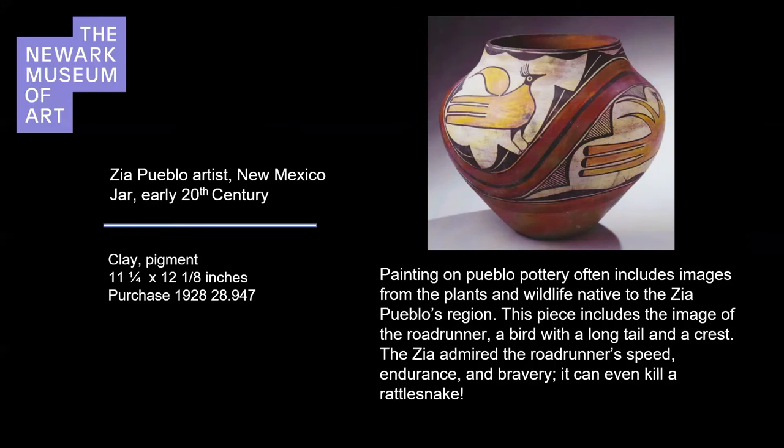Painting on Pueblo pottery often includes images from plants and wildlife native to the Zia Pueblo's region. This piece includes the image of a roadrunner, a bird with a long tail and a crest. The Zia admired the roadrunner's speed, endurance, and bravery. It can even kill a rattlesnake.